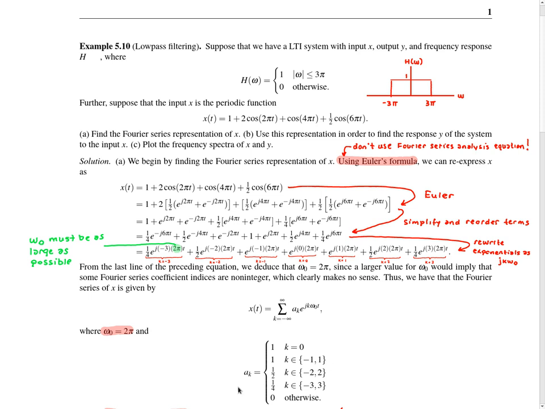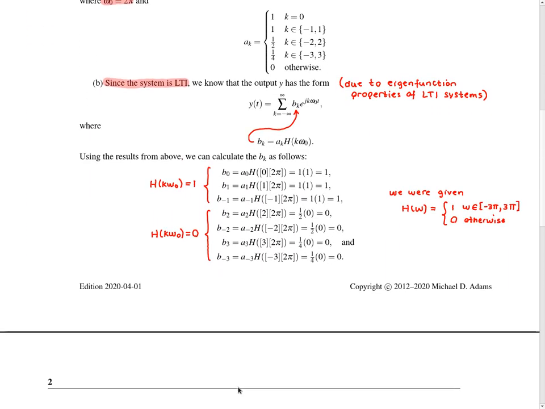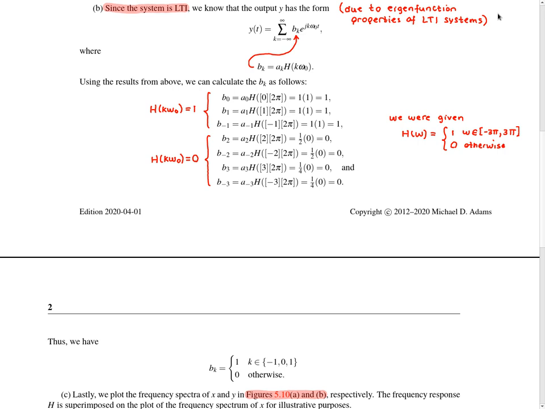At this point, I'm just going to scroll the solution up so we can see the next part of the solution for part B. So recall that in part B of the problem, we're asked to find the output of the system, which is denoted by y, when the input to the system is the function x. And in order to do this, we're going to use eigenfunction properties of LTI systems. So in part A of the example, we found a Fourier series representation for the input to the system, in other words, the function x.